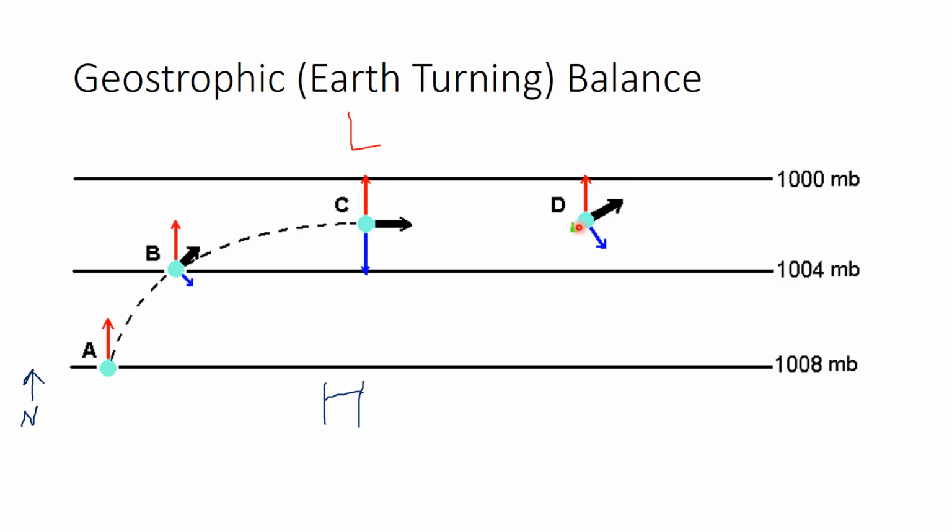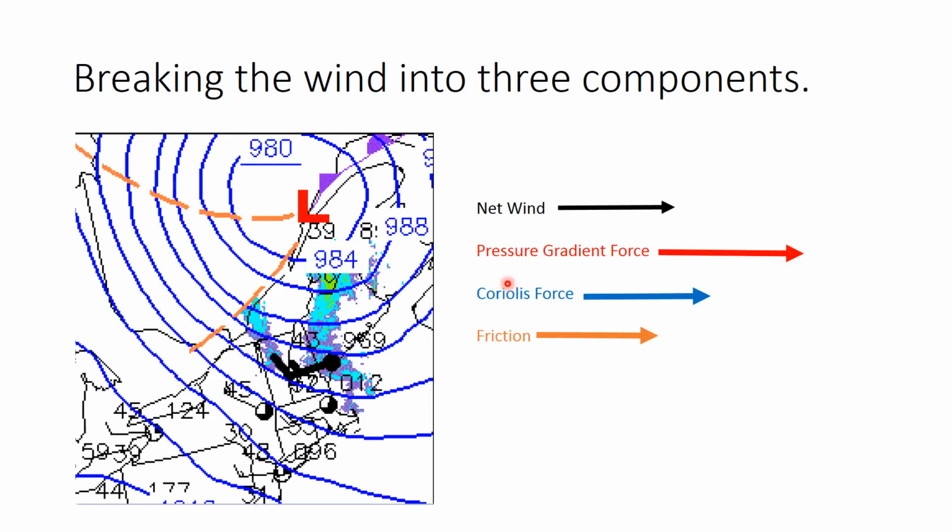That causes the wind to then begin to turn back towards that low pressure. And it actually turns back at an angle of 30 degrees relative to the nearest isobars. Okay, now with that said, let's actually break the wind up into these three components.